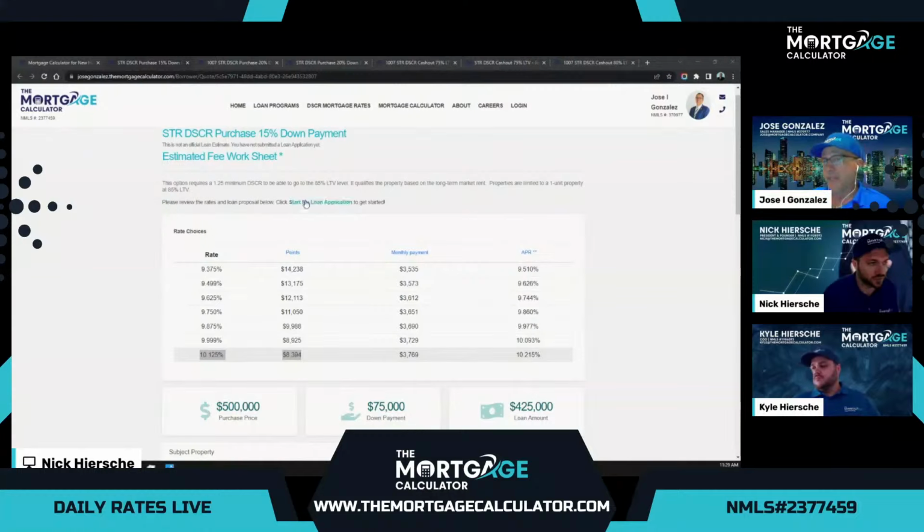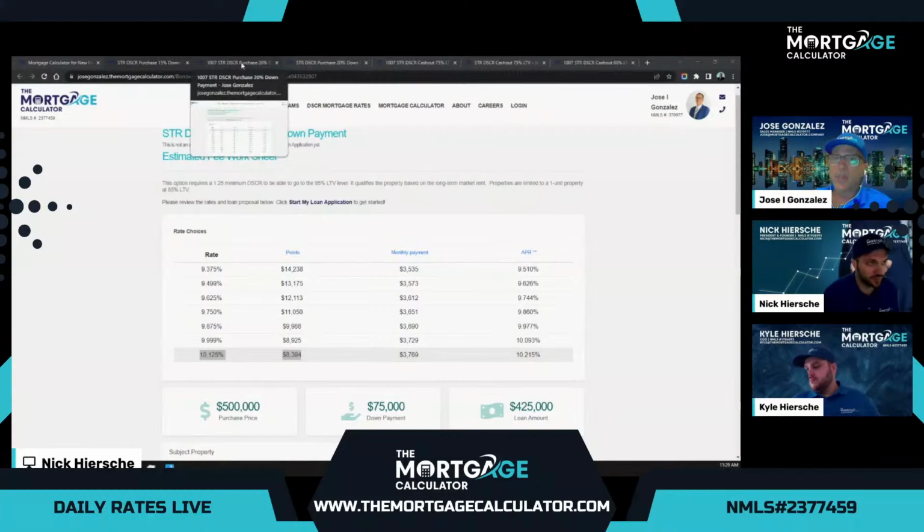And again, being a DSCR option, it does not require any personal income nor any employment verification from the borrower. The borrower is qualified based on credit, assets, and the DSCR ratio of the property. So that's an 85% option using 1007.